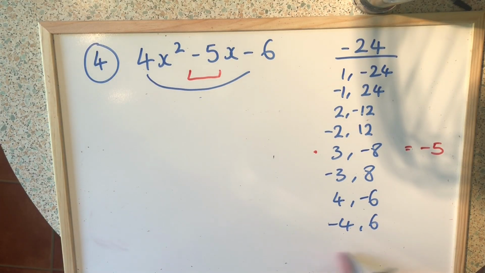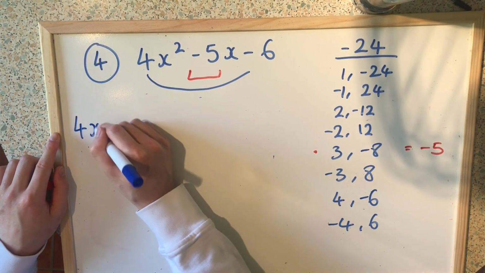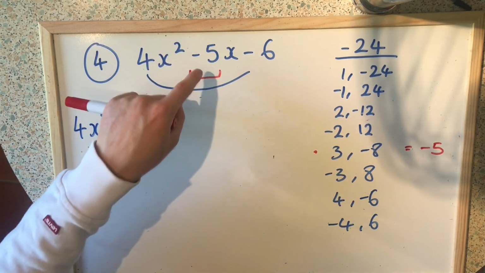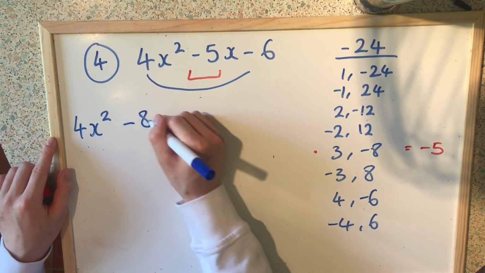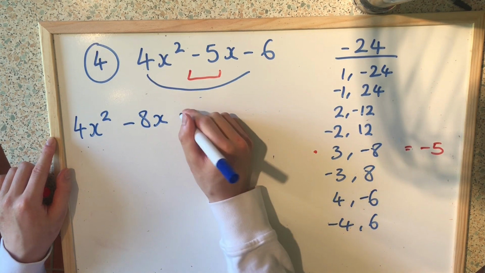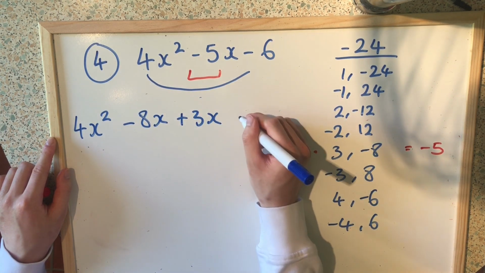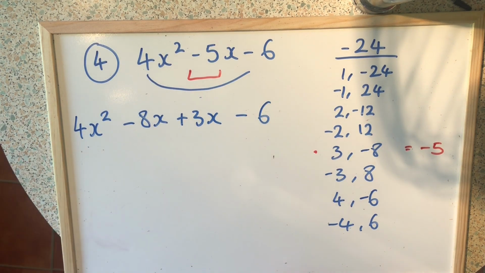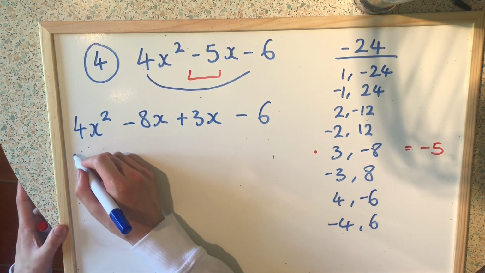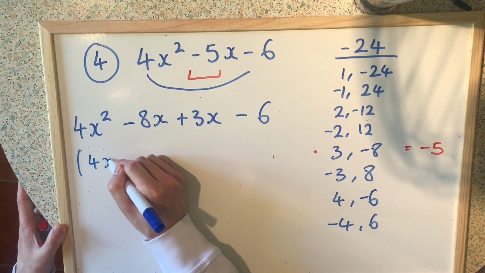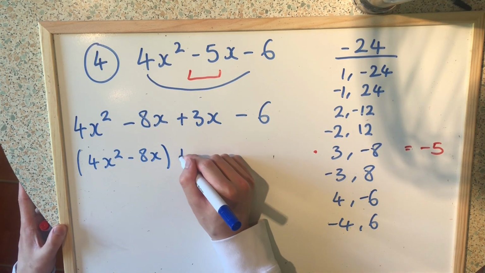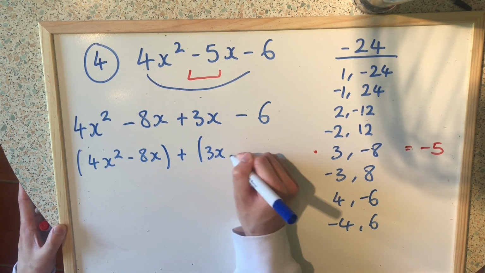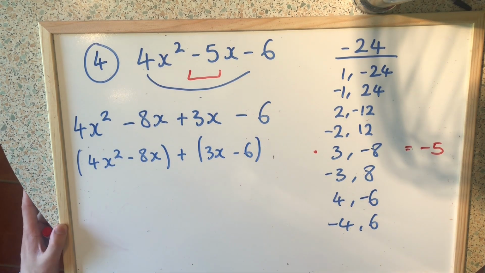Then you can rewrite your expression again. We've got 4x squared. And this minus 5x, I'm going to split into 2. So minus 8x plus your 3x minus 6. And then you can take these into brackets. So we've got 4x squared minus 8x in brackets, plus 3x minus 6 in brackets.